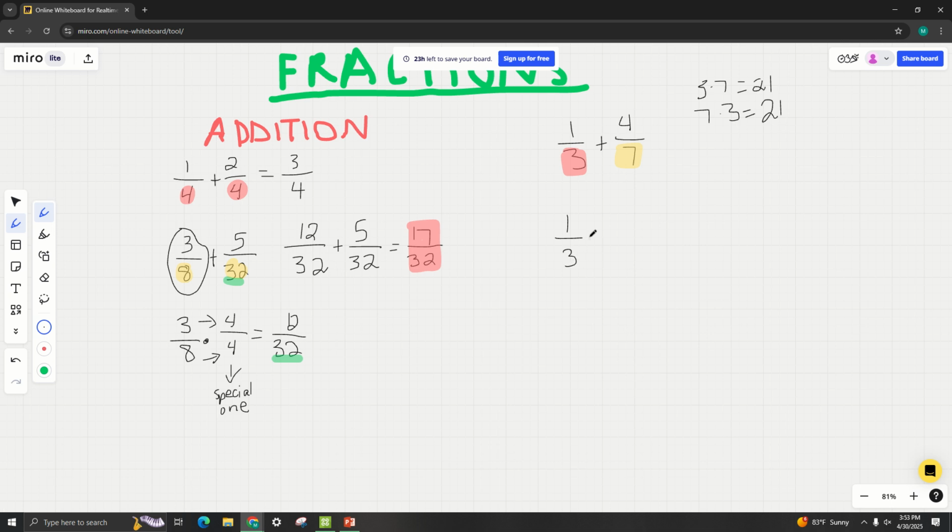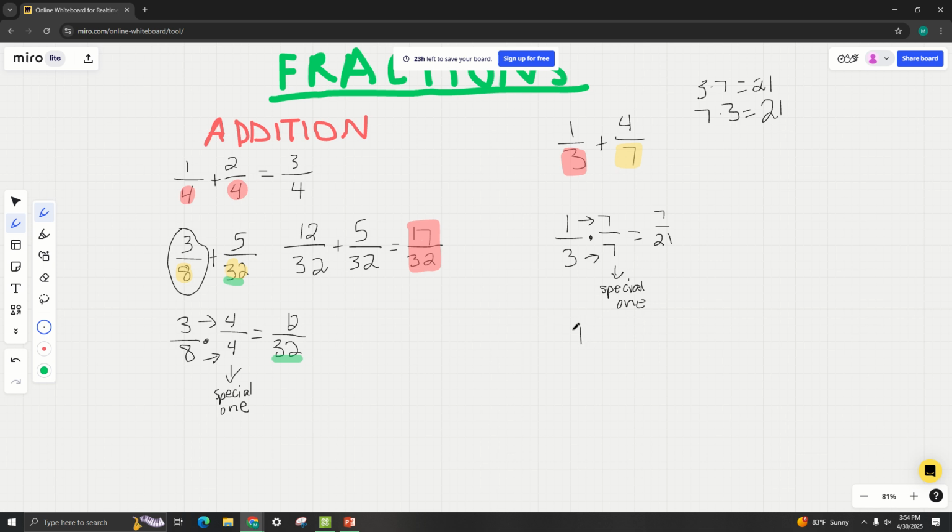I have 1/3, and I'm going to multiply that by my special 1 of 7/7. There's my special 1, write that all out for you. And now because I'm multiplying fractions, I'm going to multiply straight across the top and straight across the bottom. 1 times 7 gets me 7. 3 times 7, we did that up here, gets me 21. So there's my equivalent fraction for 1/3. An equivalent fraction for 1/3 is 7/21.